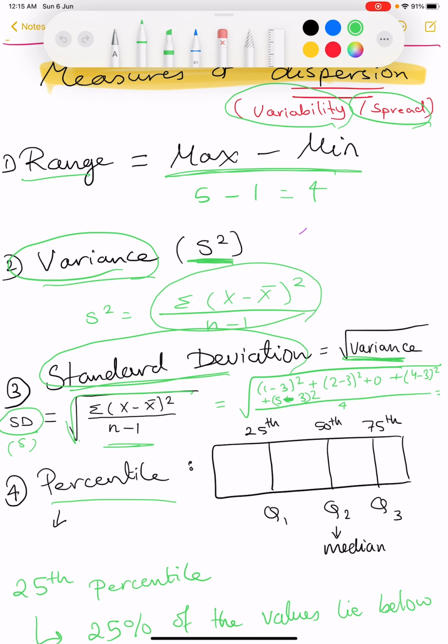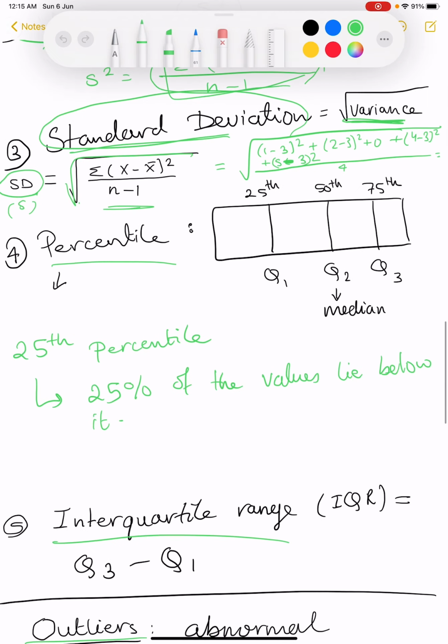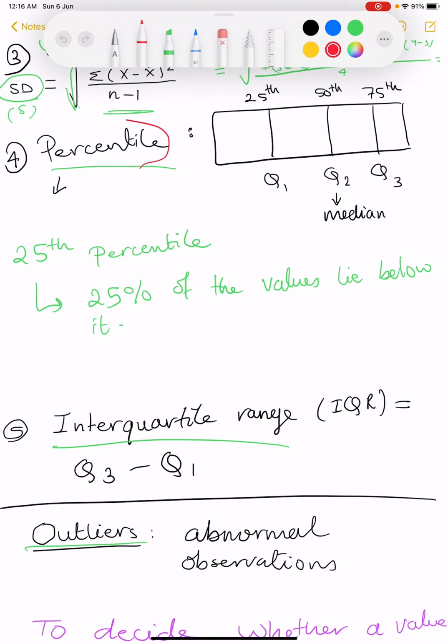If you want the variance, you don't take the square root, you just use this formula. Okay, now we go to the percentiles. What's the percentile?